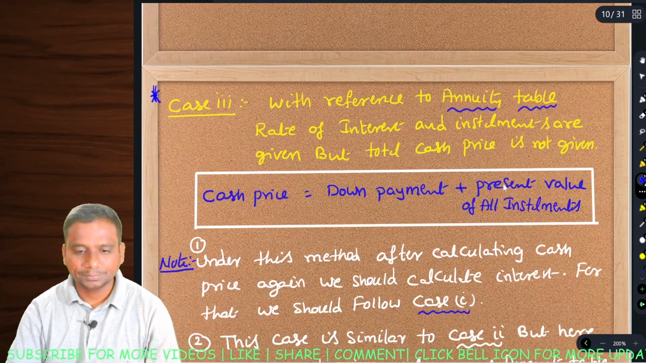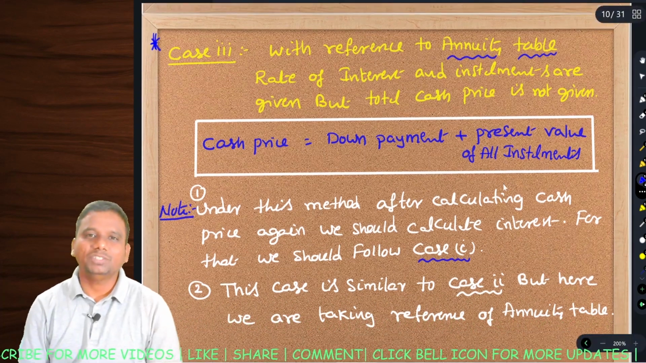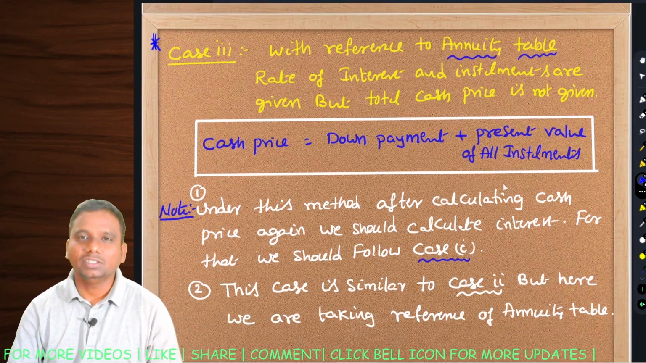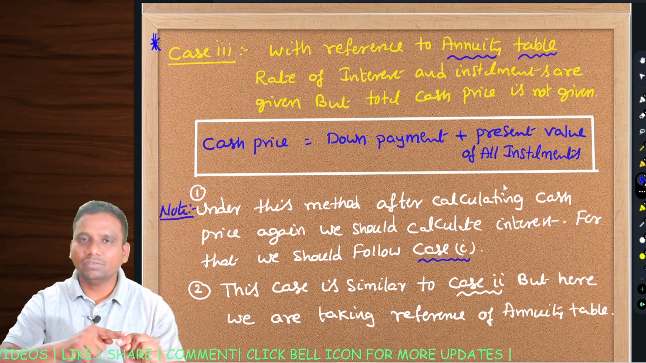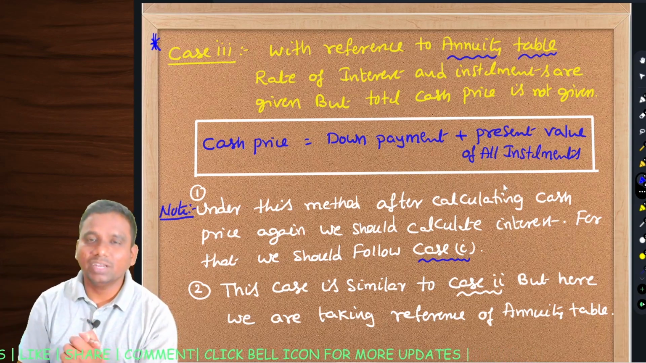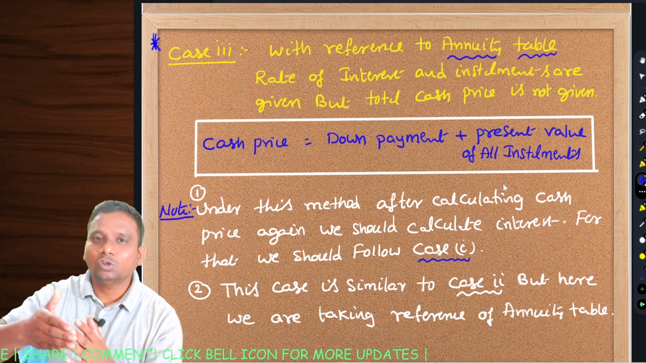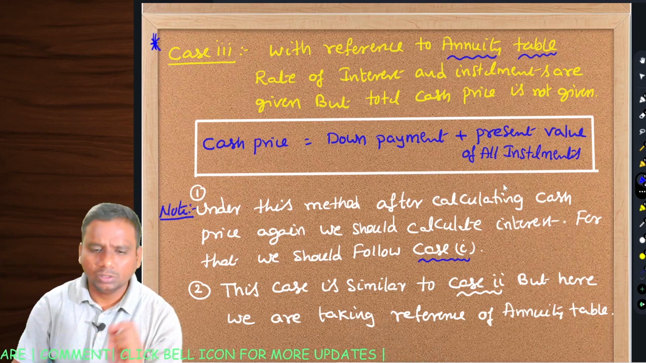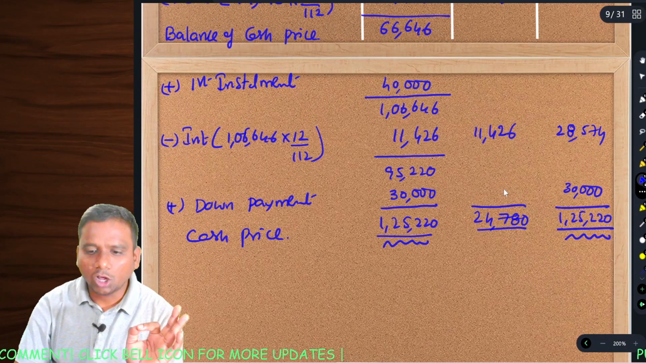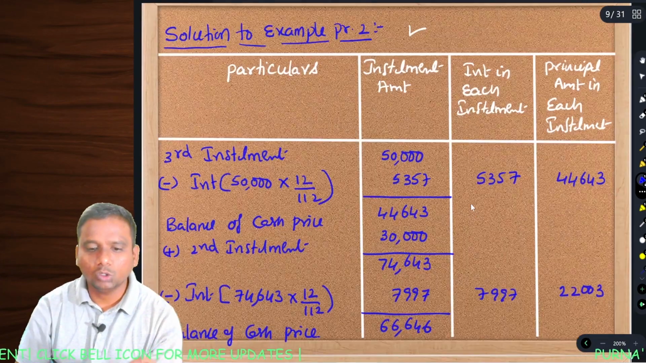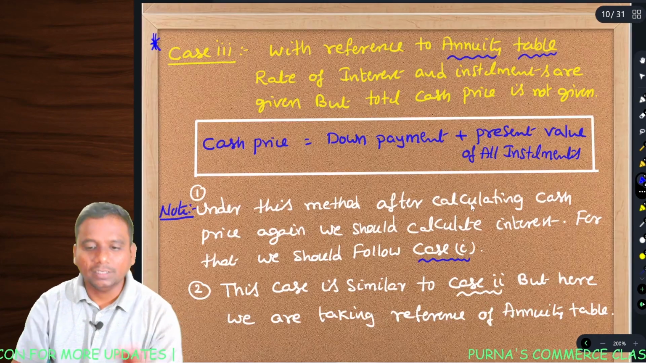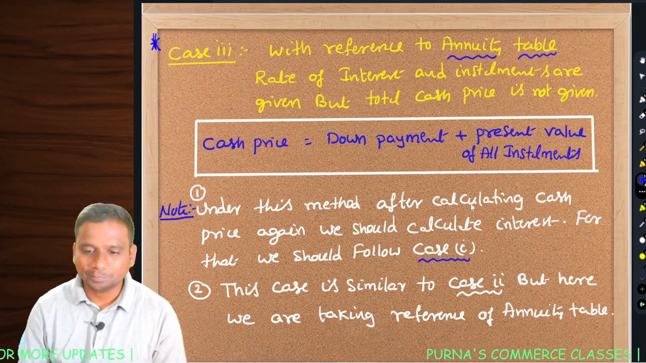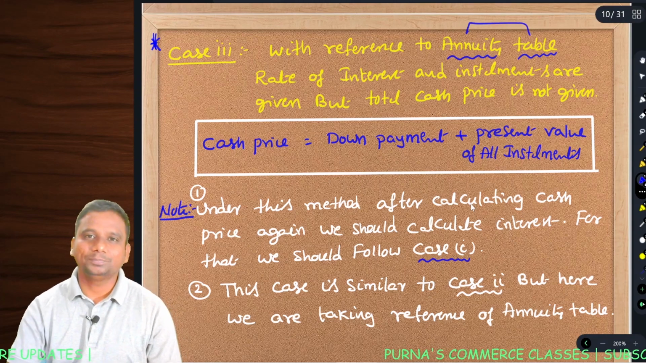Now look at it. This is another case. Same as case 2. The installment amount is given and the rate of interest is given, but the interest amount and cash price they have not given. So instead of following this format, which may cause some confusion for us, here you can take the annuity table, the annuity factor.